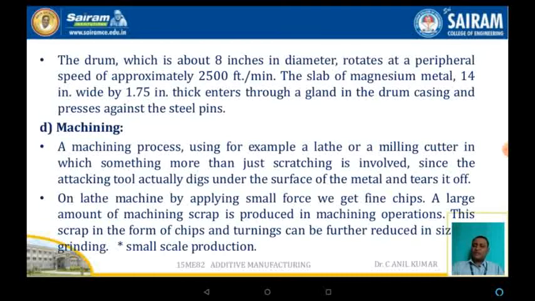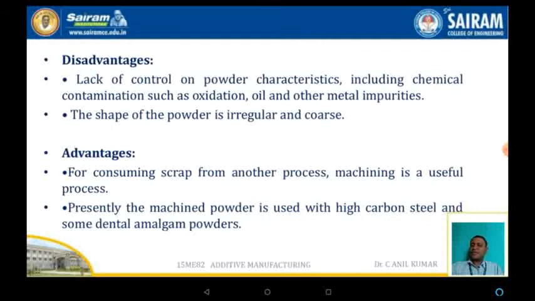Machining. The machining process is also one of the methods in mechanical powder production. Examples are the lathe as well as milling machines, which can be used for powder production. With the lathe machine, by applying a small force, you will get finer chips. A large amount of machining scrap is produced in the machining operation itself. This scrap can also be used for further applications.